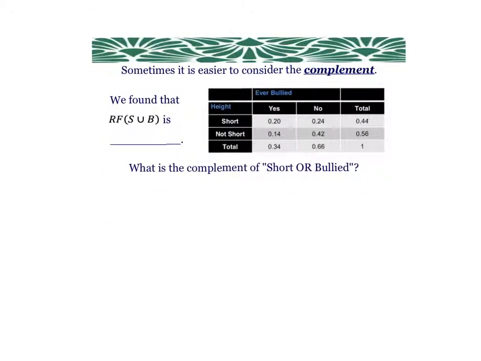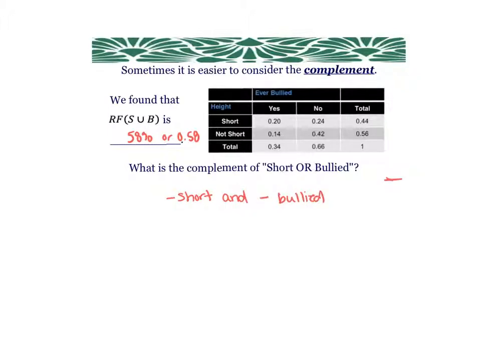Now sometimes it's easier to consider the complement, especially when I'm trying to calculate OR statements. So we found that the relative frequency of short or bullied was 58%, or 0.58. What is the complement of short or bullied? So the opposite, in a way. If it is short or bullied, the opposite would be not short and not bullied.